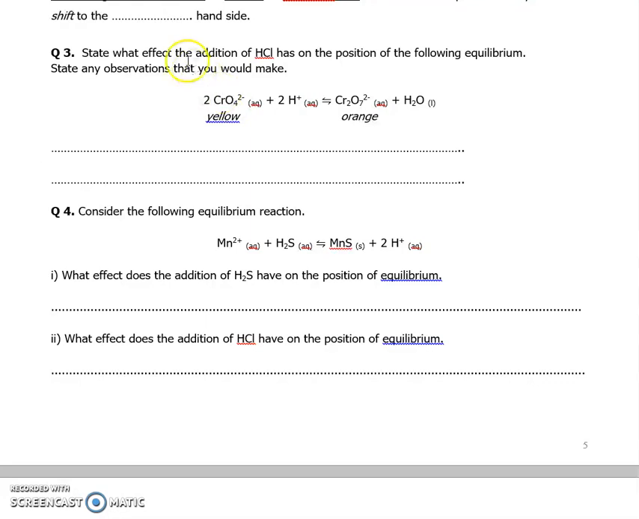So, looking at a question like this, what would be the effect of adding more HCl on the position of the following equilibrium? HCl is a source of hydrogen ions. So what would happen is that you would increase the concentration of the hydrogen ions initially. The equilibrium then reacts, and it shifts to the right hand side, so that the colour of the reaction now turns more orange, or darker, because the equilibrium is trying to minimise the increase in hydrogen ion concentration.